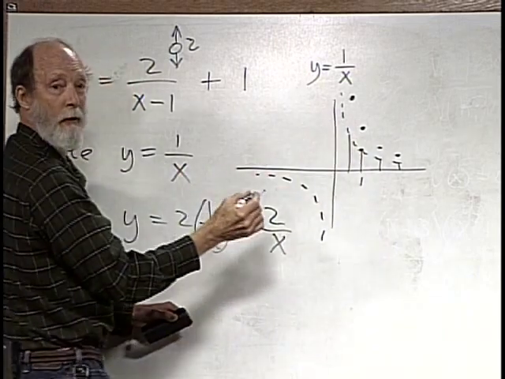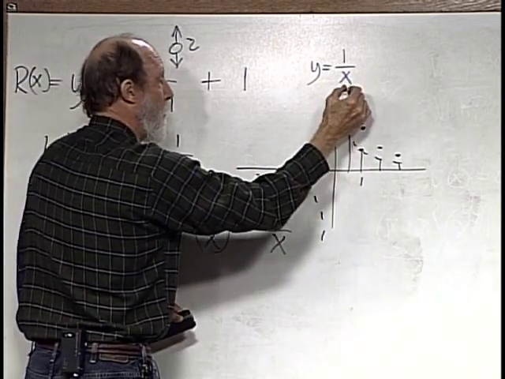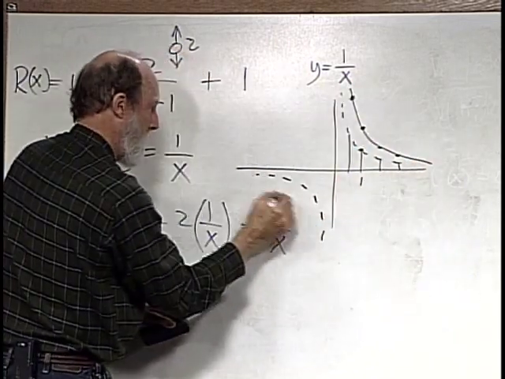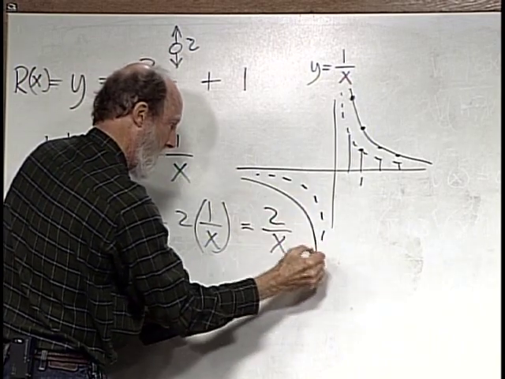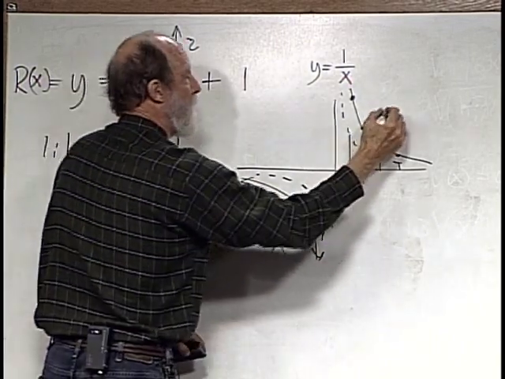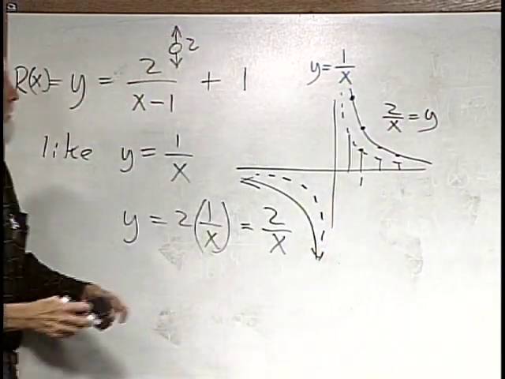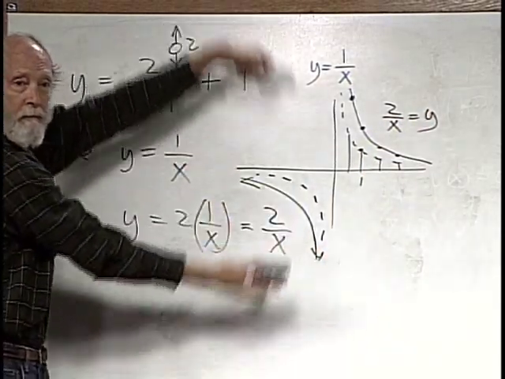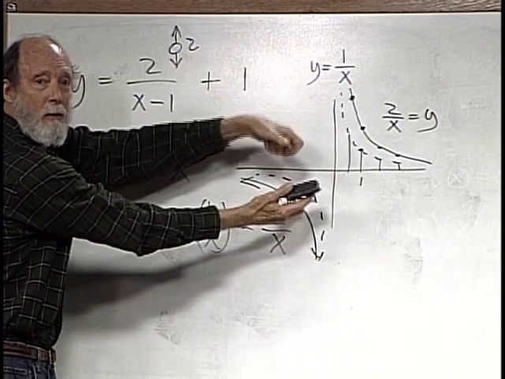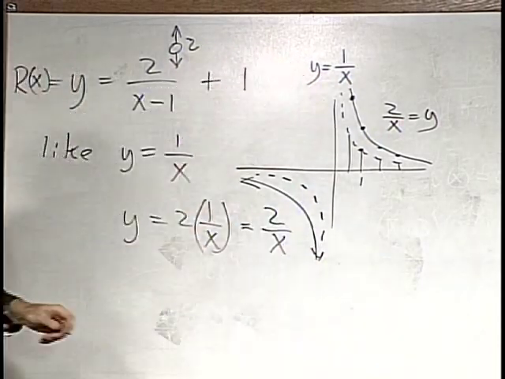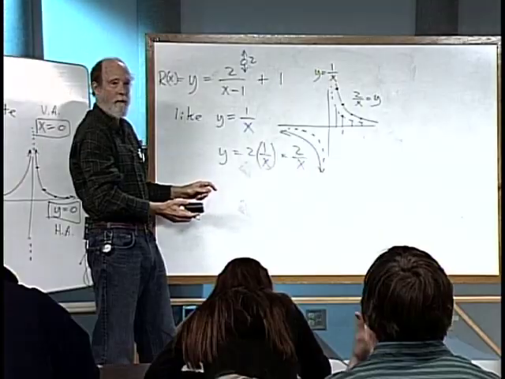Okay? See that? So this would be roughly a sketch of 2 over x, where it's twice as tall. Okay? Twice as tall. Is that all right? I hope.